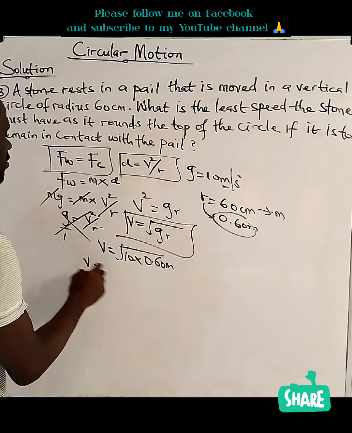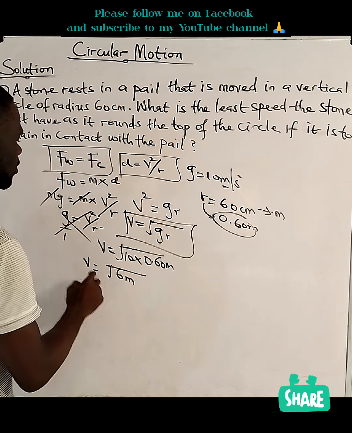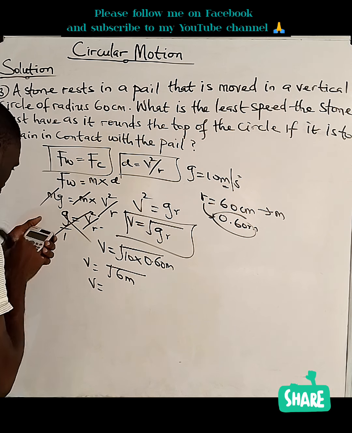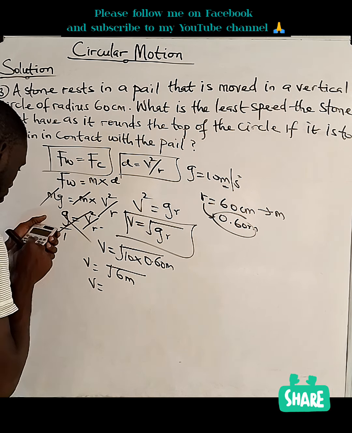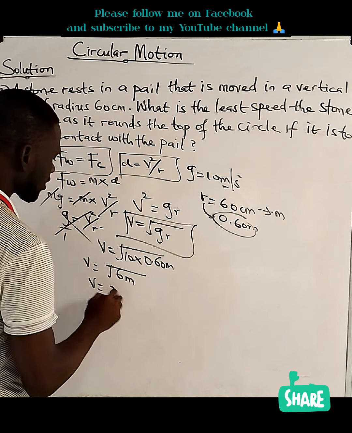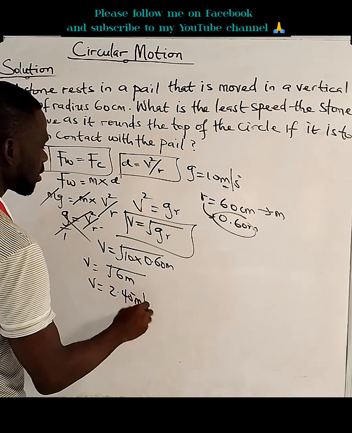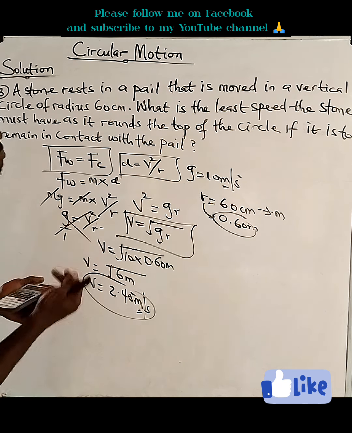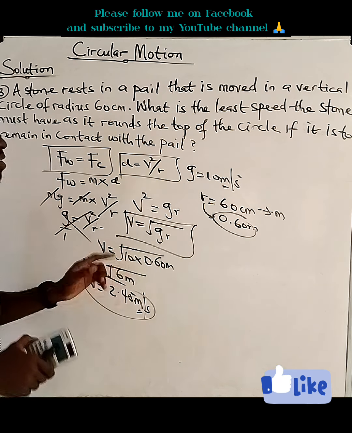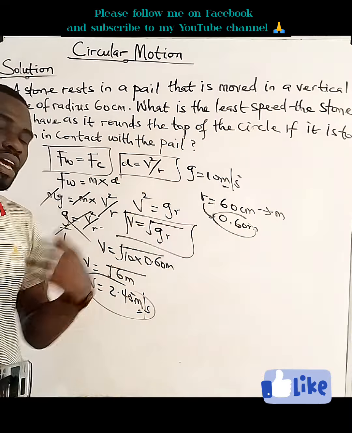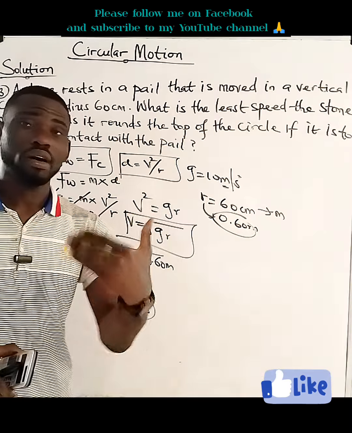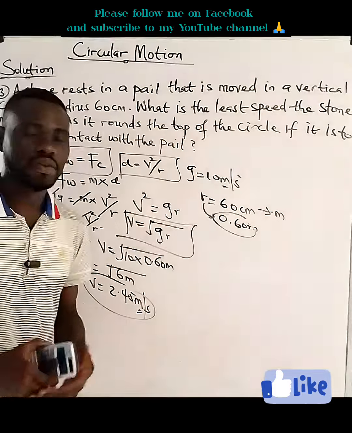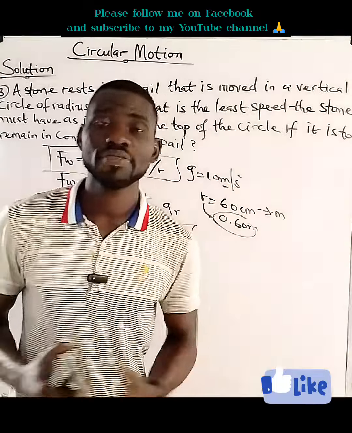So what do we do next? So 10 times this is 6. So what's the velocity? The velocity is the square root of 6, that'll give us 2.449. So that's 2.45 meters per second. That's the absolute answer. So don't forget, what's the question? What is the least speed? So the least speed that is needed for this very stone to remain in the pail, to keep moving in that vertical circular path, is 2.45 meters per second. Very simple and direct. So that's everything for this very lesson.